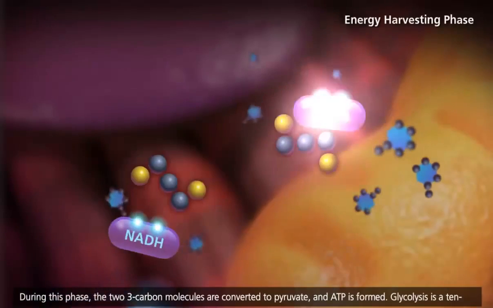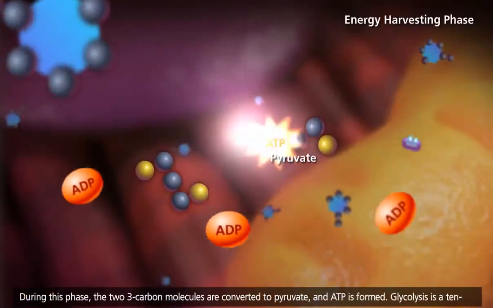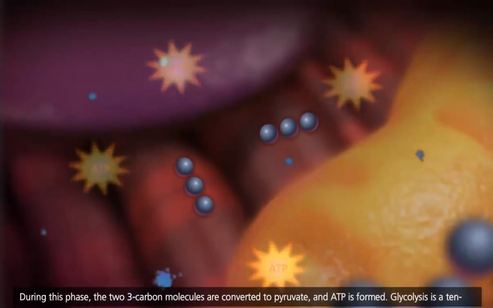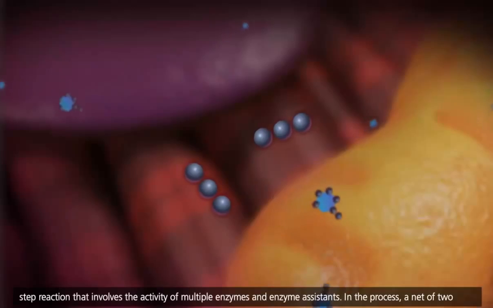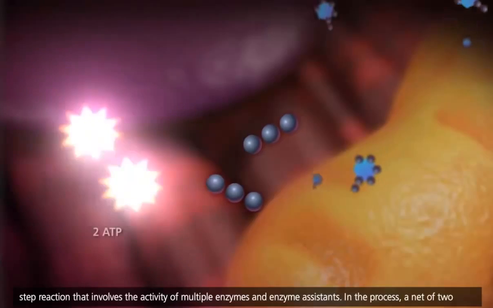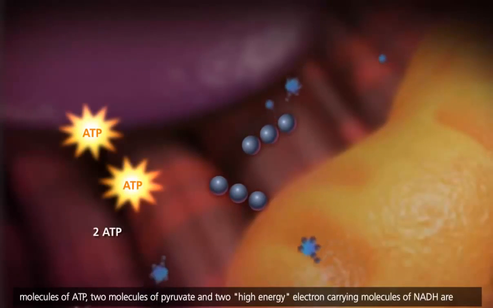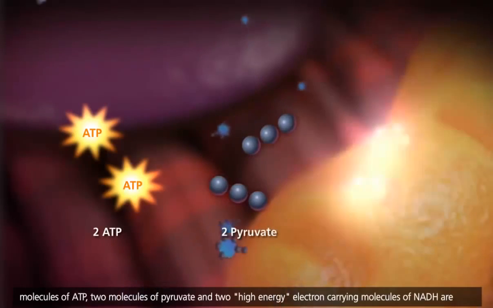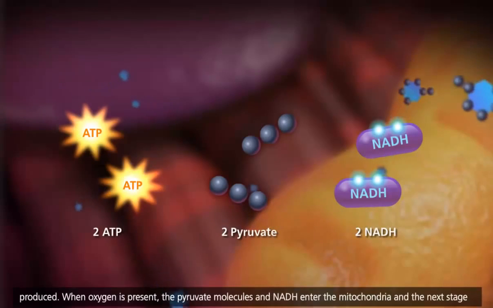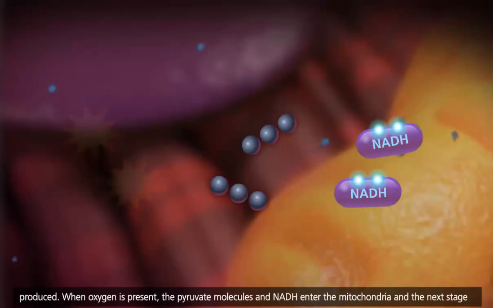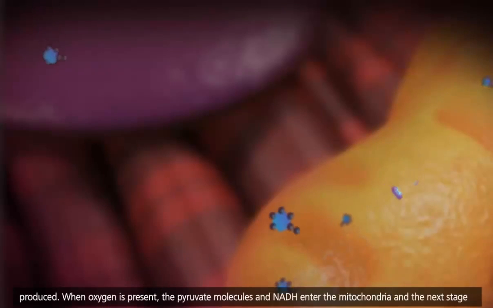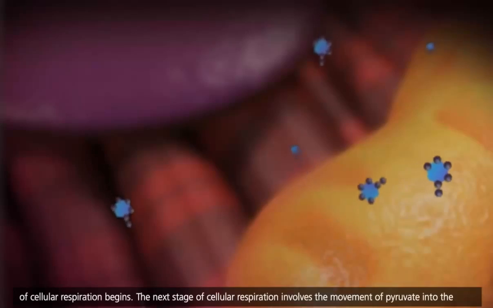During this phase, the two 3-carbon molecules are converted to pyruvate, and ATP is formed. Glycolysis is a 10-step reaction that involves the activity of multiple enzymes and enzyme assistance. In the process, a net of 2 molecules of ATP, 2 molecules of pyruvate, and 2 high-energy electron-carrying molecules of NADH are produced. When oxygen is present, the pyruvate molecules and NADH enter the mitochondria, and the next stage of cellular respiration begins.